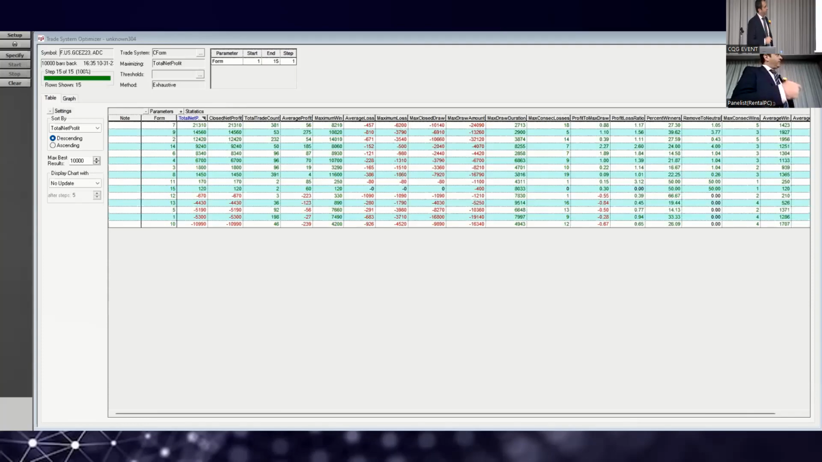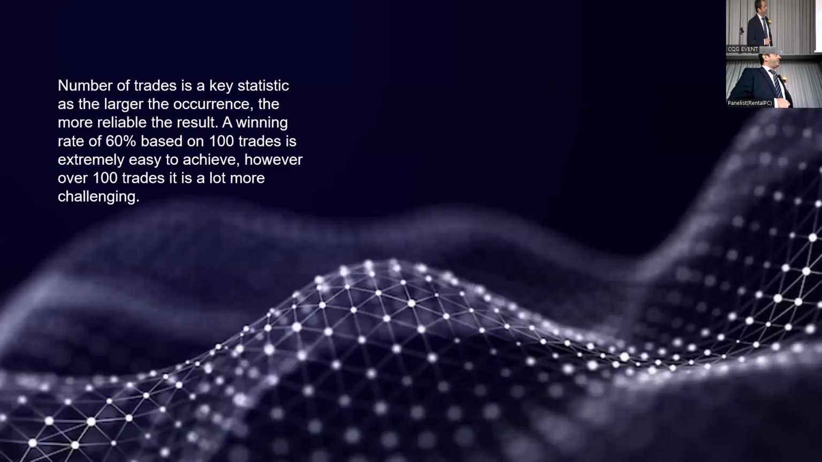When we've run through this, we get an idea of what's actually going on. These are the important points. The number of trades is a key statistic, because if you run a system with 10 trades, it's not really meaningful. You have to have a lot of trades to be able to say that the statistic actually means something. A 60% win rate on 100 trades compared to 60% on 1,000 trades is a lot more difficult to achieve.